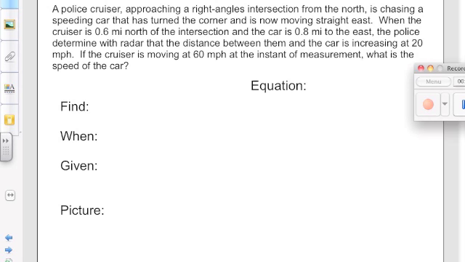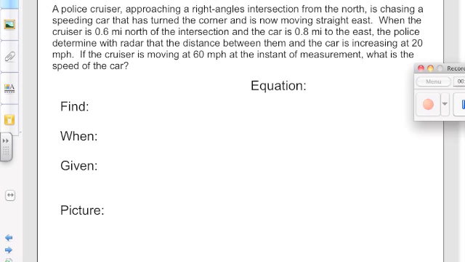A police cruiser is approaching a right-angled intersection from the north, chasing a speeding car that has turned the corner and is now moving straight east. When the cruiser is 0.6 miles north of the intersection and the car is 0.8 miles to the east, the police determine with the radar that the distance between them and the car is increasing at 20 miles per hour. If the cruiser is moving at 60 miles per hour at the instant of measurement, what is the speed of the car?